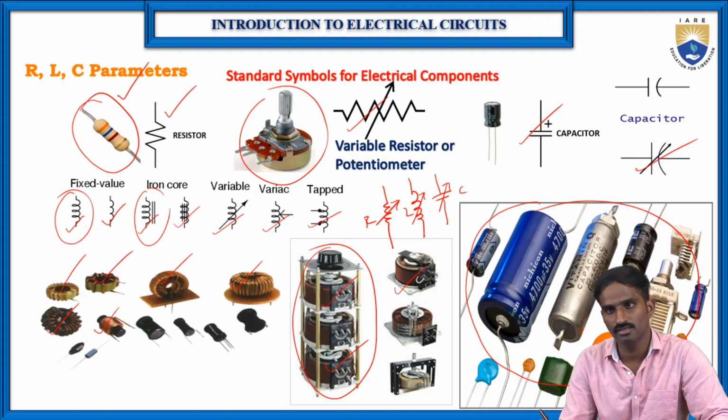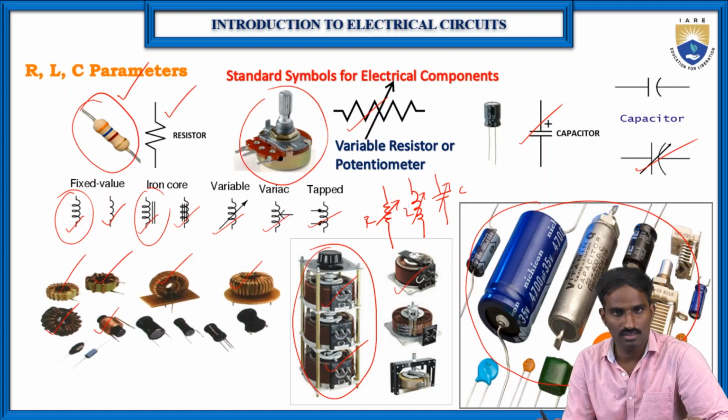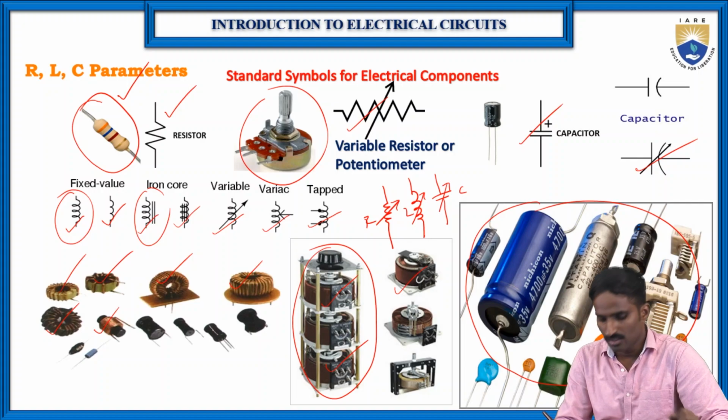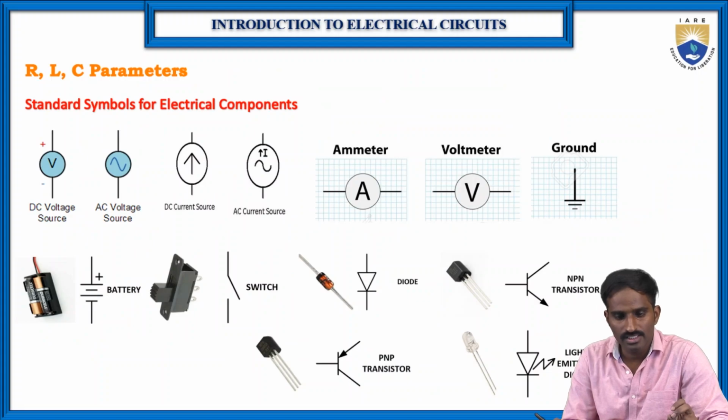Of course, there are again various types of capacitors, and based on the value or the size of the capacitor, the physical appearance will change. When coming to the standard symbols of electrical components, these are very important. Already we have discussed some standard symbols: how the voltage source, current source, resistance, inductor, and capacitor are represented. We have already discussed some of the standard symbols; here are some more.